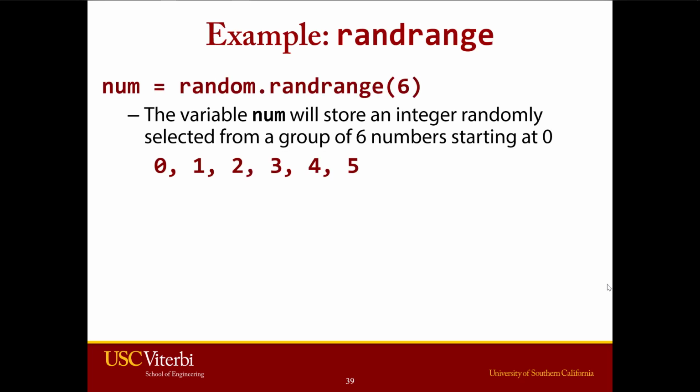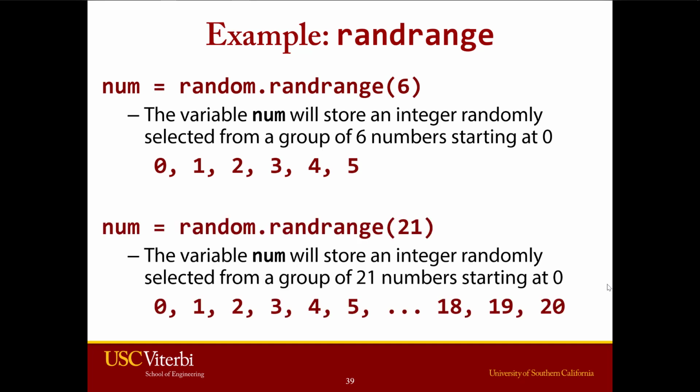So, for example, if I say random.randrange and I give it 6, that's going to choose a random number from 0 to 5. 0, 1, 2, 3, 4, 5. So that's 6 numbers, but it starts at 0 and it goes up to but not including 6. If I were to give it random.randrange(21), that's going to do the same thing. It's going to choose a number from 0 up to but not including 21, so you're going to get 0 to 20. It'll randomly select that number.